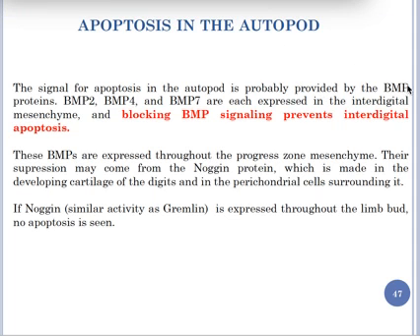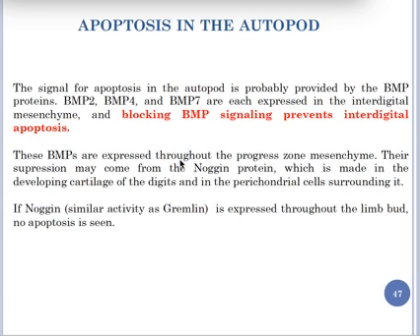So what's inducing apoptosis between the digits at the level of the autopod is BMP. We have lots of BMP factors like BMP2, 4, 7, etc. All of them are expressed in these interdigital zones. And when we block the BMP, this will prevent interdigital apoptosis.